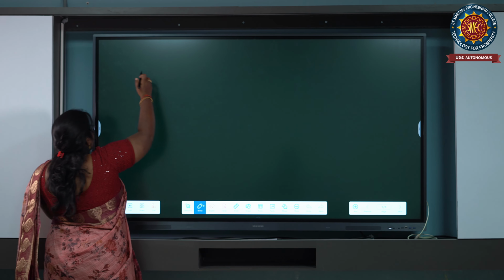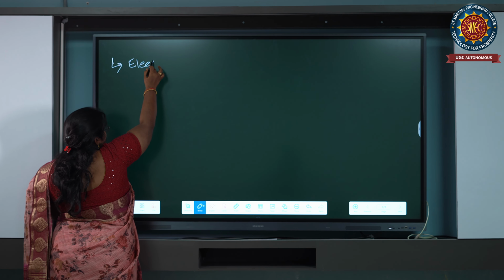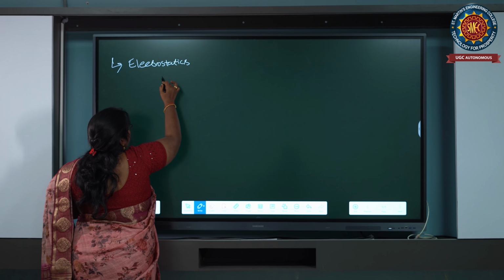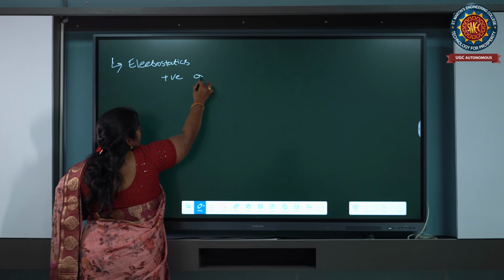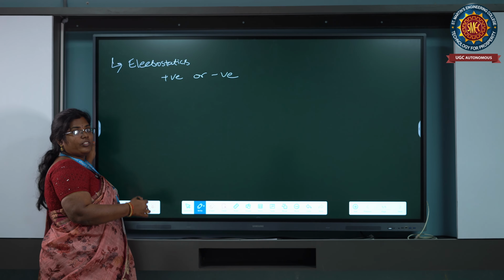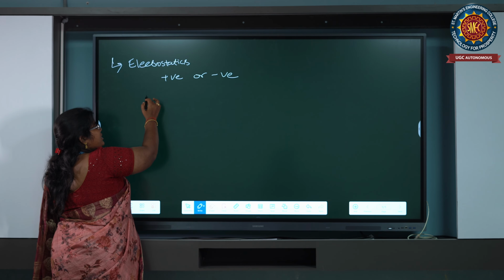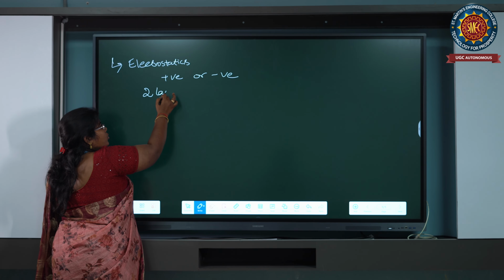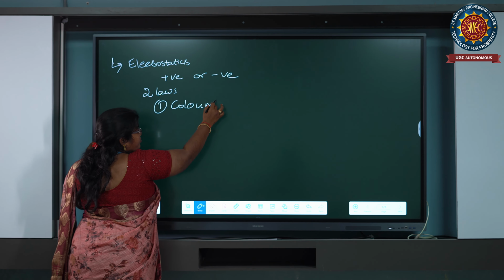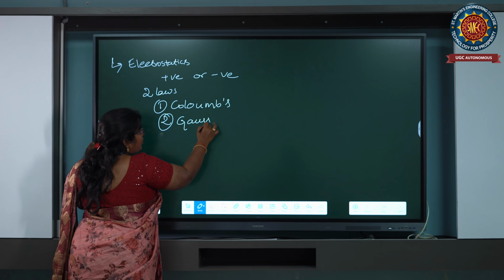First we have observed the electrostatics of the force. The electrostatic force can be generated by either a positive or negative charged particle, whatever it may be, depending upon two laws. The two laws are nothing but Coulomb's law as well as Gauss's law. The major one which we have to observe here is only Coulomb's law.